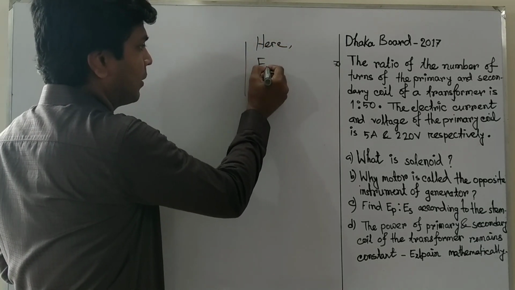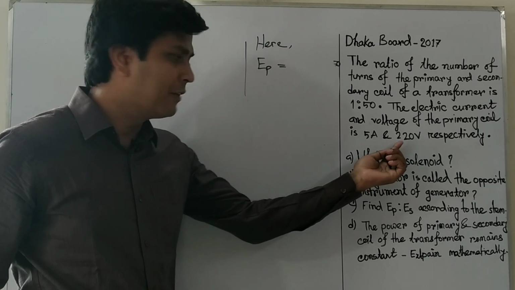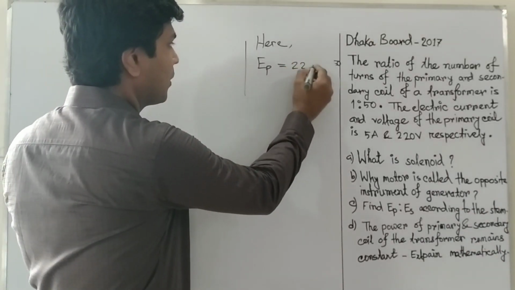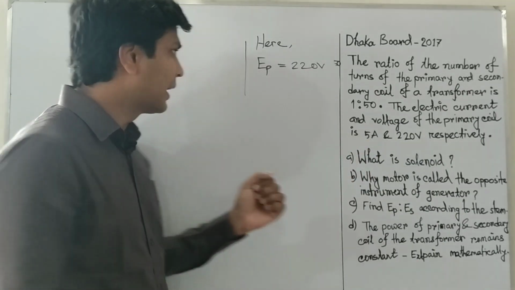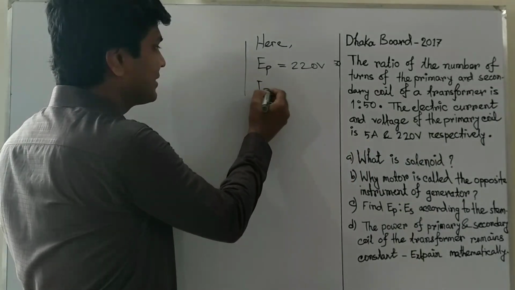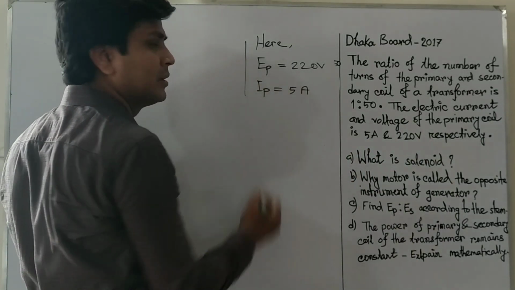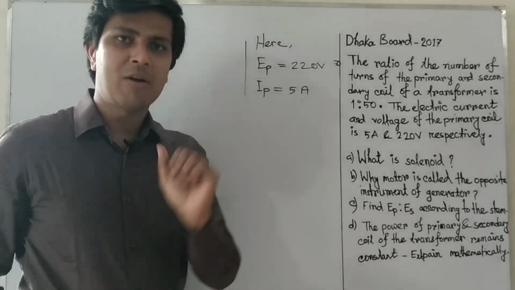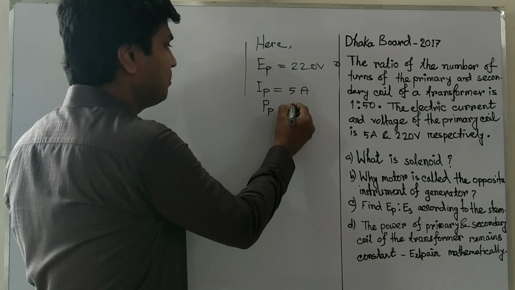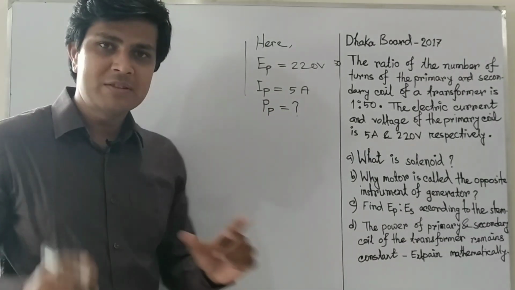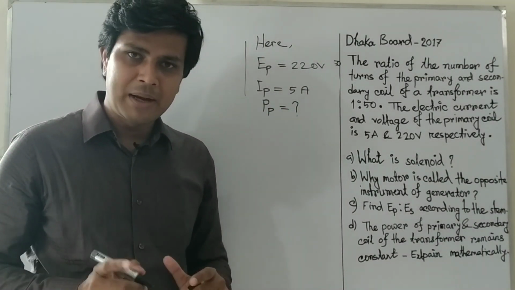Here the voltage of the primary coil is given as 220 volt and the current of the primary coil is given as 5 ampere. So IP is 5 ampere, and we have to calculate the power of the primary coil. We consider the power of the primary coil as PP. So what is the formula to calculate the power of the primary coil?